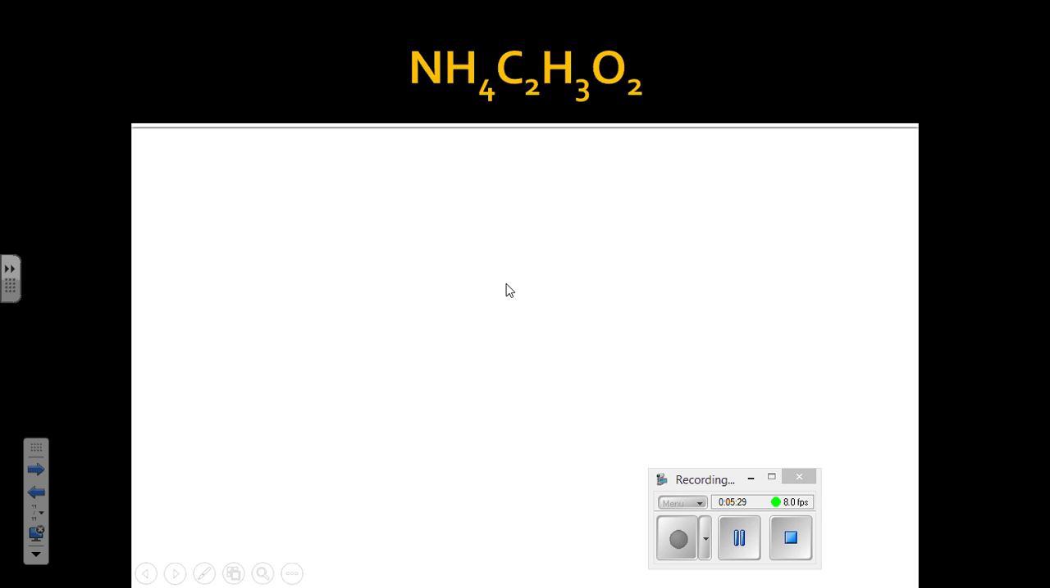And this is the last one, NH4C2H3O2. When we see a big mess like this, we should start looking for groupings. So you may recognize that NH4 is a group, a polyatomic ion called ammonium, and C2H3O2 is a polyatomic ion called acetate. If we have 2 polyatomics, we just name them: ammonium acetate.